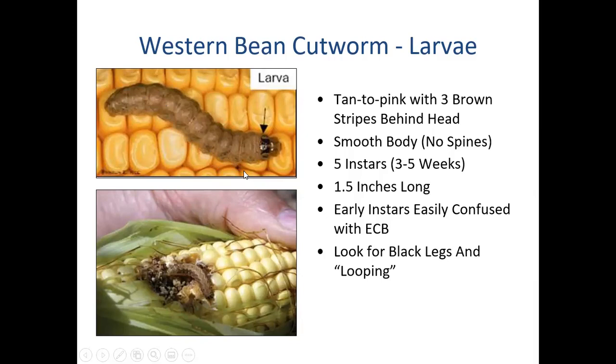It is easily confused with the European corn borer. The European corn borer has that black head capsule, and it can be spiny, and it doesn't have those stripes.